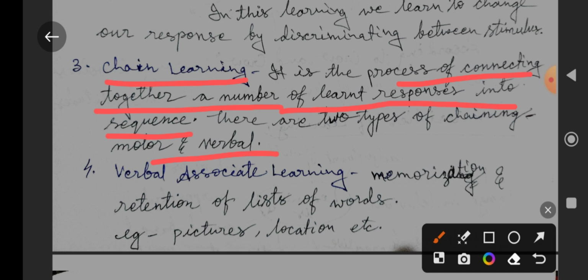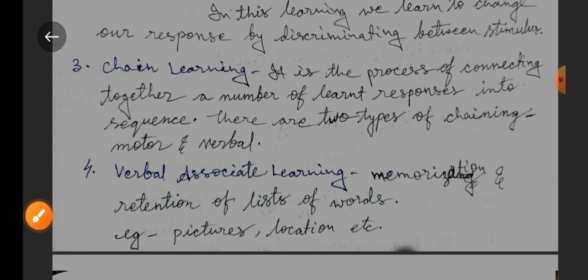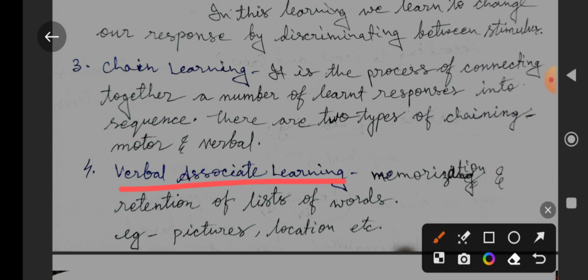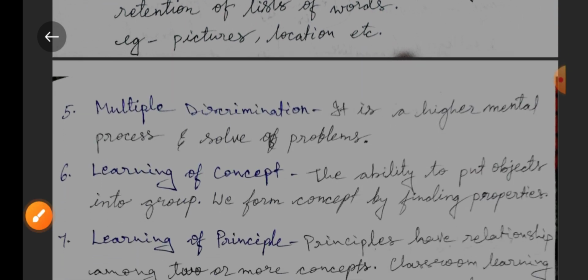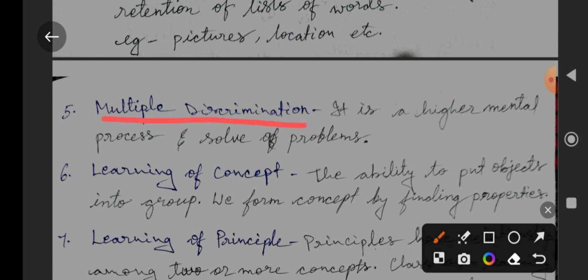Okay, next is verbal associate learning. So what is verbal associate learning? Memorization and retention of a list of words, for example pictures, locations, etc. Next is multiple discrimination. What is multiple discrimination? It is a higher mental process and solves problems.